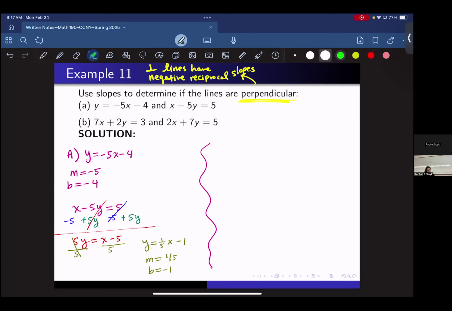We're really just honing in on our slopes here. Are these negative reciprocals? -5 as a fraction is -5/1. If we flip it and multiply by -1, will we get 1/5? Yes. Therefore, yes, these are perpendicular.